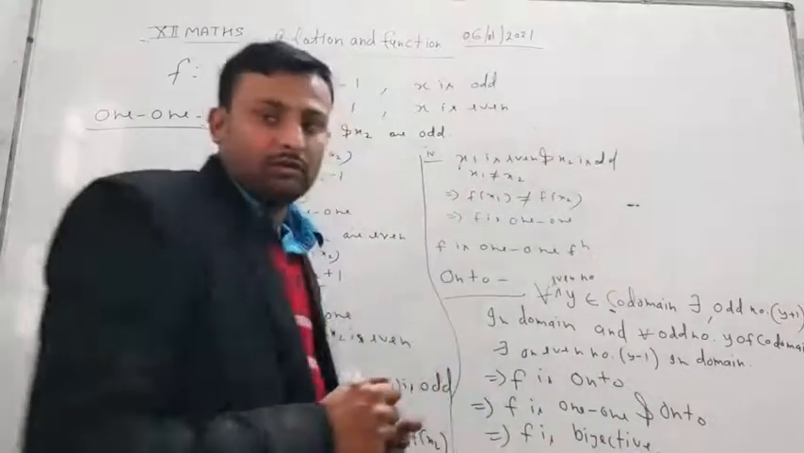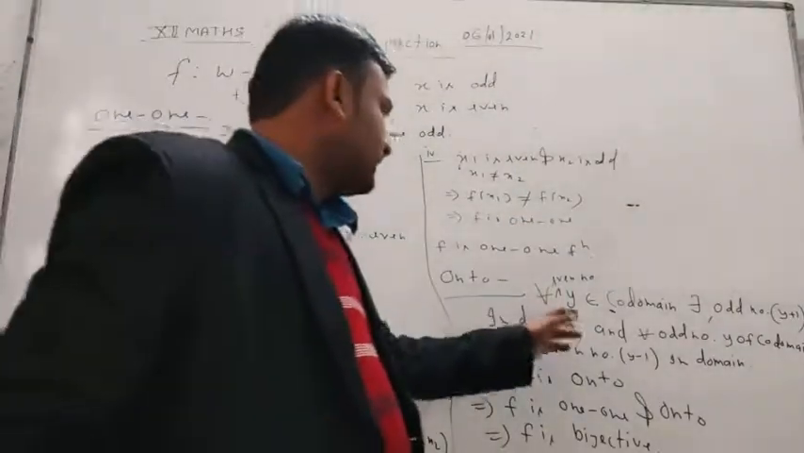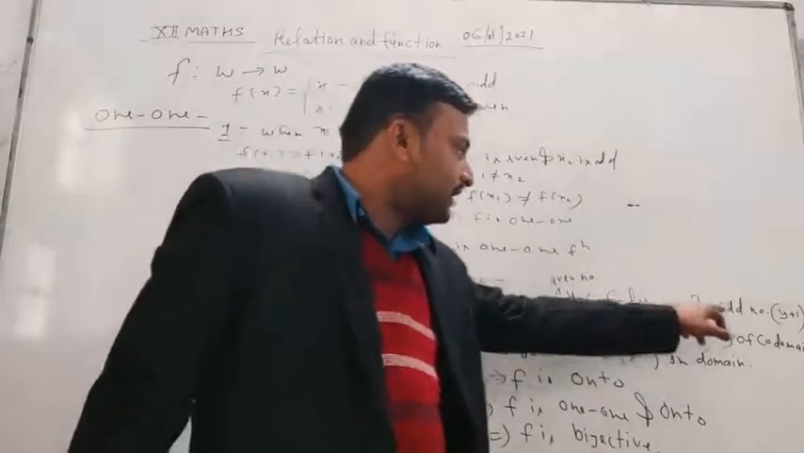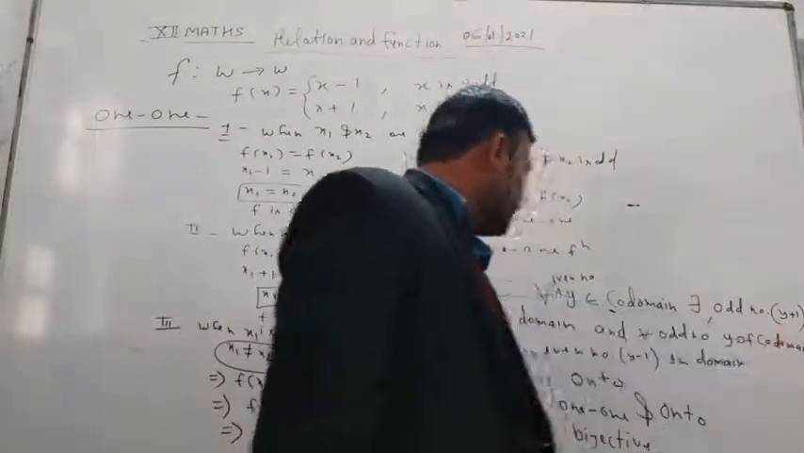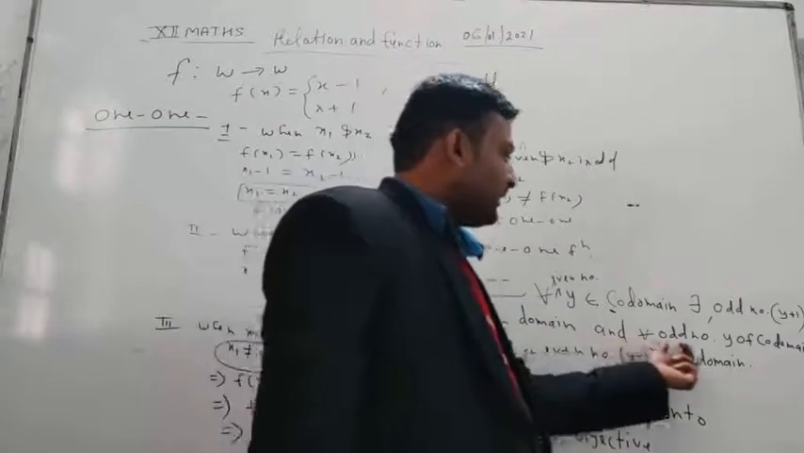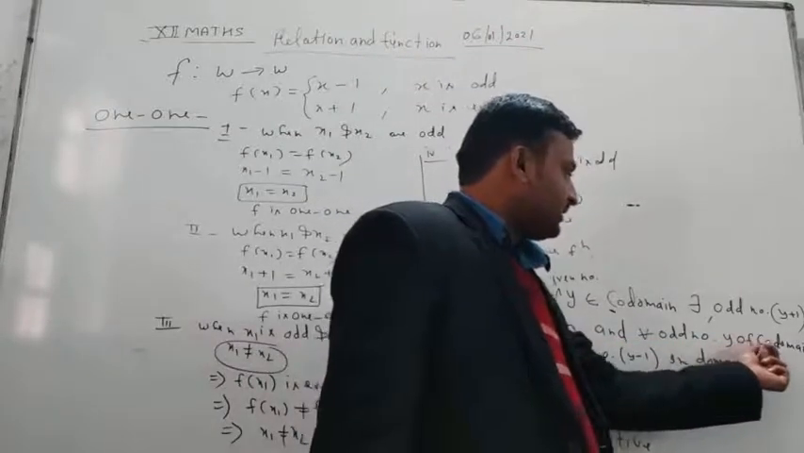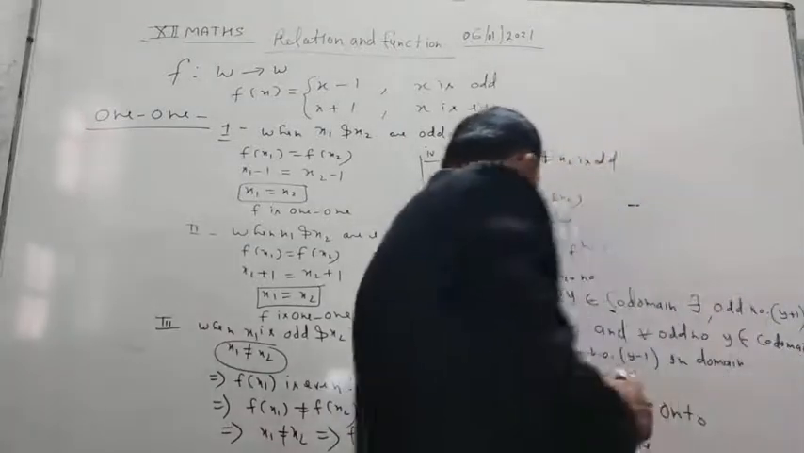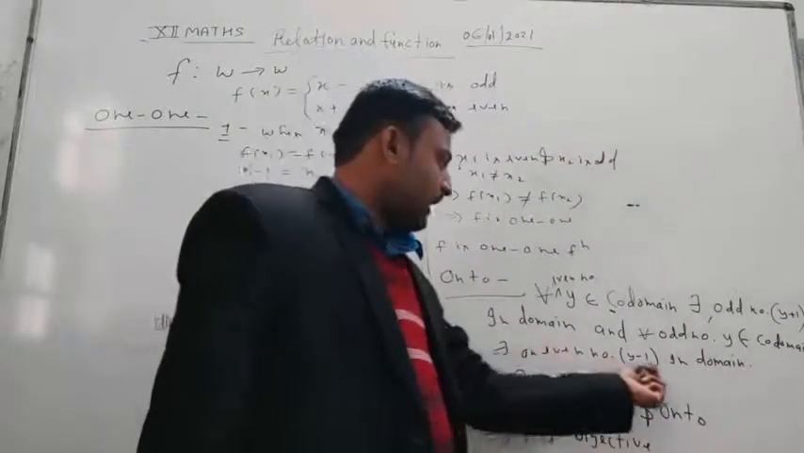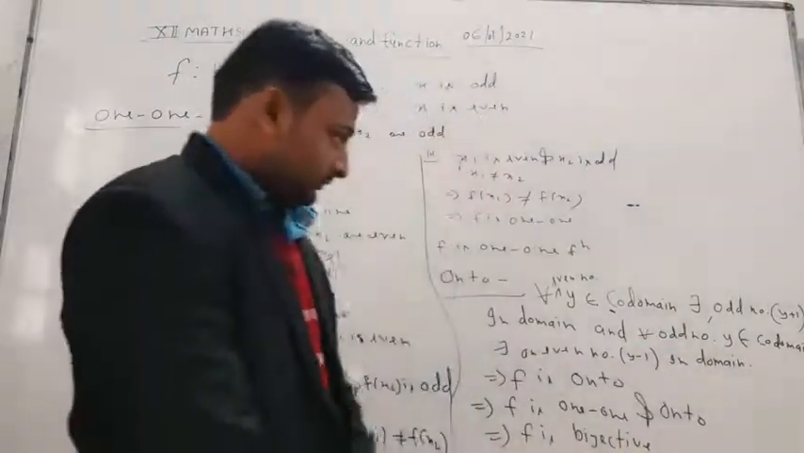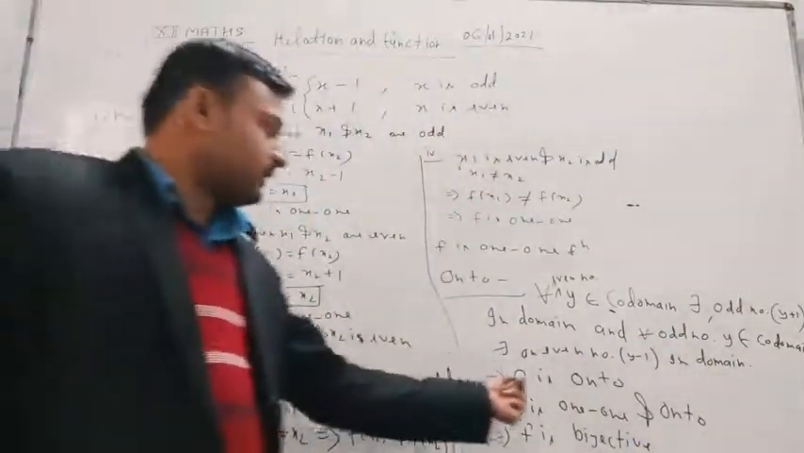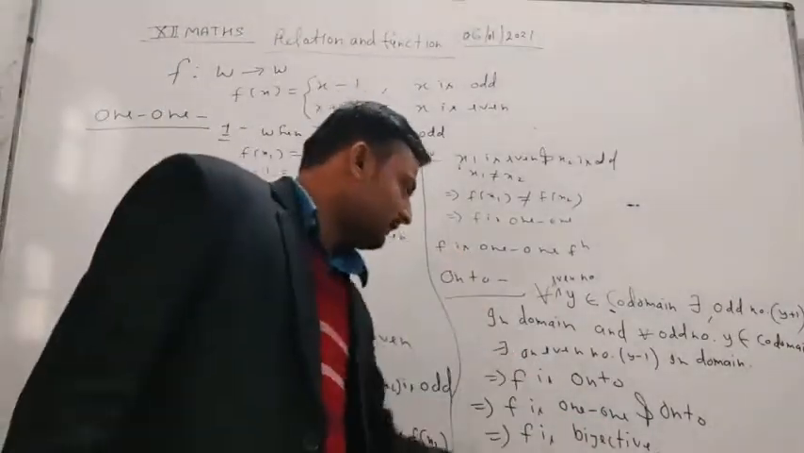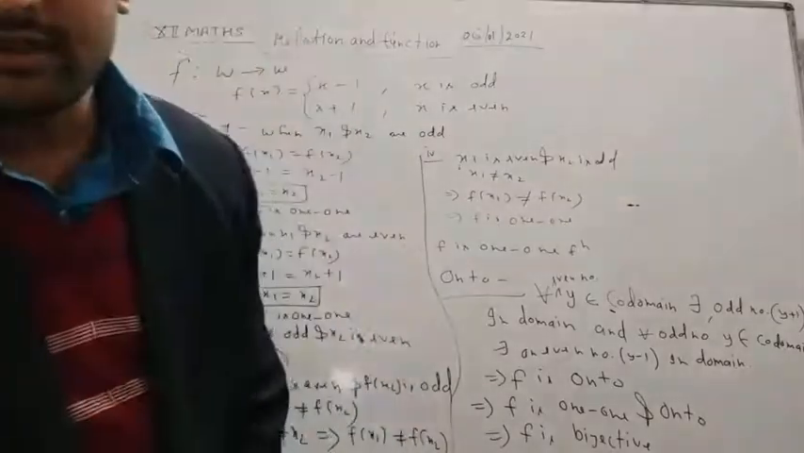Okay, student. So for every even number y belong to codomain, there exists an odd number y plus 1 in domain, and for every odd number y belong to codomain, there exists an even number y minus 1 in domain. This implies our function is onto function, and if the function is one-one and onto, you can say that our function is bijective function.